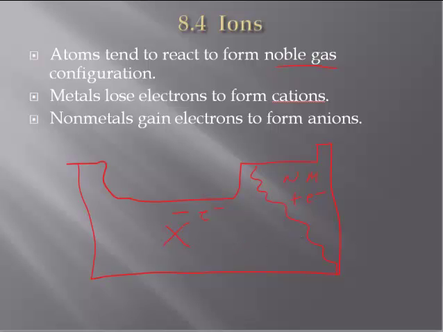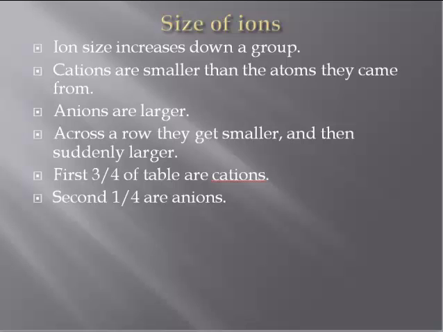So if we look at the size of the ion, as you go down the period, down the table, hopefully it makes sense to you that as you go down, the size is going to increase. And that makes sense because we're adding energy levels of electrons, right? And so it's getting bigger as you go down. Another thing to think about is cations are smaller than the atoms they come from. And that should hopefully make sense because a cation has lost an electron.